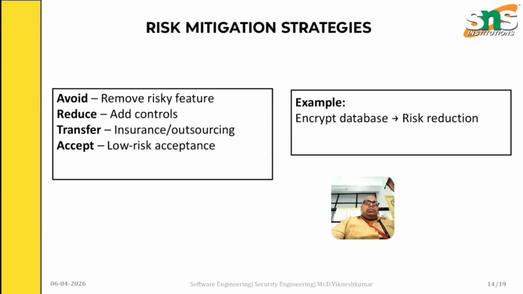So the risk mitigation strategy consists of avoid, reduce, transfer, and accept. Avoid means you are going to remove the risky feature. Reduce means you are going to add controls. Transfer means you are going to have insurance or outsourcing. Accept means low risk acceptance. For example, an encrypted database for risk reduction.